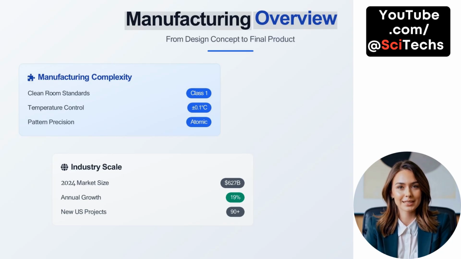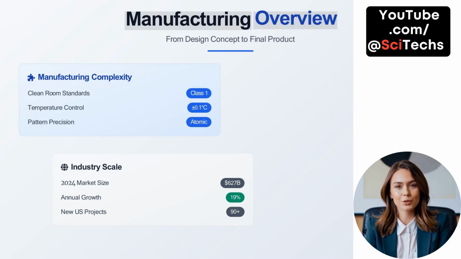Manufacturing complexity and industry scale. Semiconductor manufacturing demands extreme precision and control. At the core of this precision is the cleanroom environment. Facilities must meet Class 1 cleanroom standards, allowing no more than one particle larger than half a micron per cubic foot of air. Even the smallest contamination can disrupt nanoscale features.